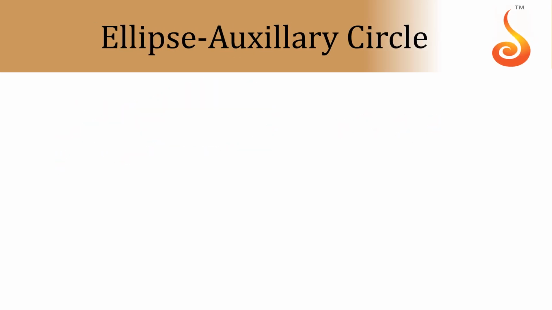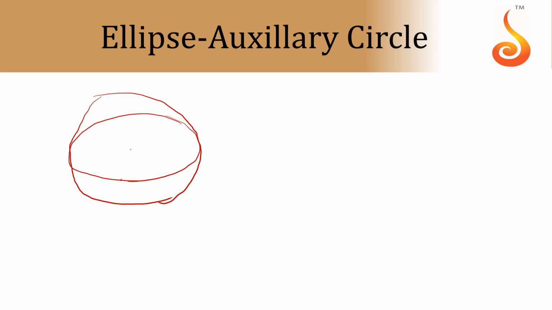Now, auxiliary circle. So what is the auxiliary circle? It is the locus of feet of perpendiculars from the foci of the ellipse to any tangent to the ellipse. If you have an ellipse, on the major axis as diameter, if you construct a circle concentric with the ellipse, this circle is called the auxiliary circle. So it is the locus of feet of perpendiculars from the foci to any tangent to the ellipse. That is the auxiliary circle.